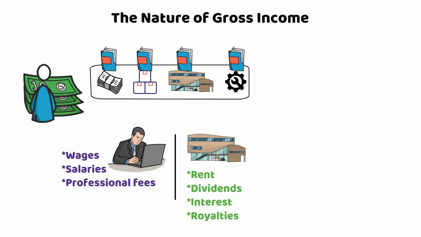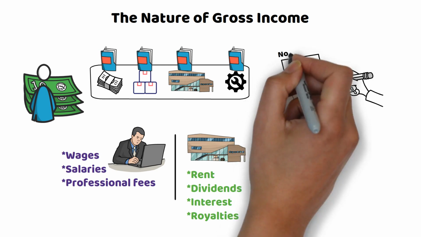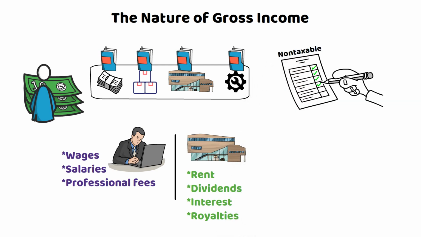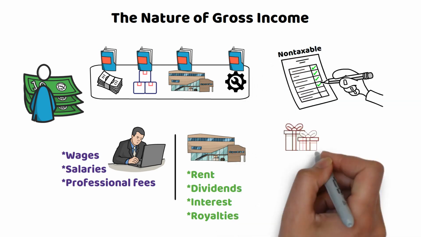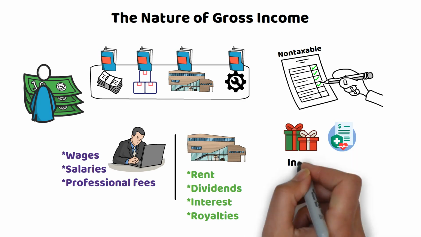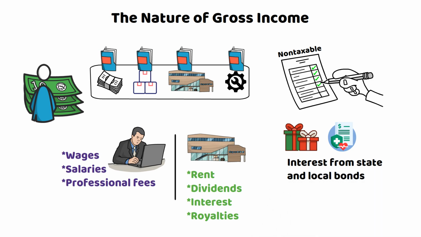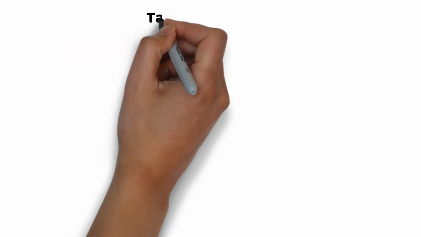However, not all income is taxable. The IRS specifies certain types of income that are exempt from gross income. For instance, gifts and inheritances, certain types of life insurance proceeds, and interest from state and local bonds are generally not taxable. These exclusions are critical in determining what constitutes gross income.